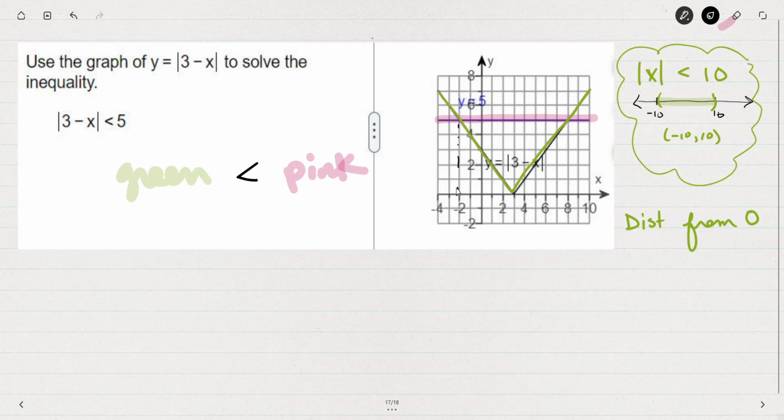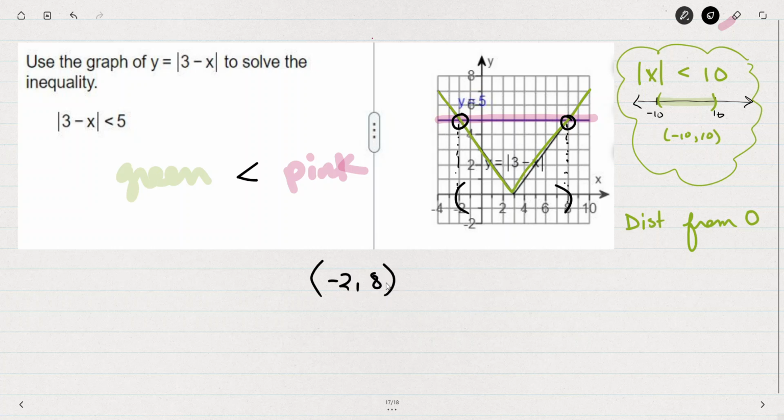So I could see that if I dropped some invisible lines going down here, you could see that it's from -2 up to 8. When x is -2 up to 8, but not including those intersections. So not including -2, but any x that's greater than -2, this green is less than the pink, and anything up to but not including the 8. So the solution is going to be -2 to 8.